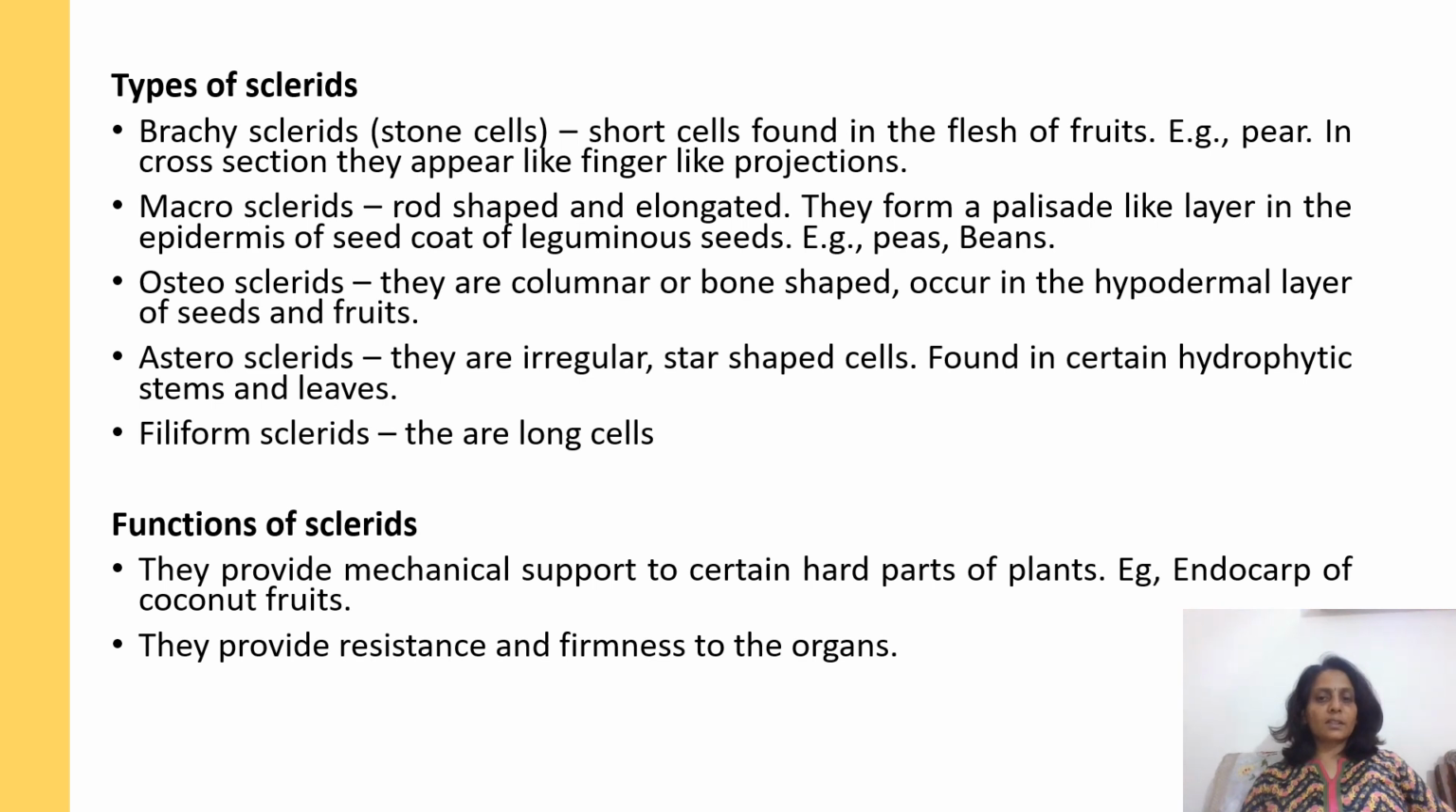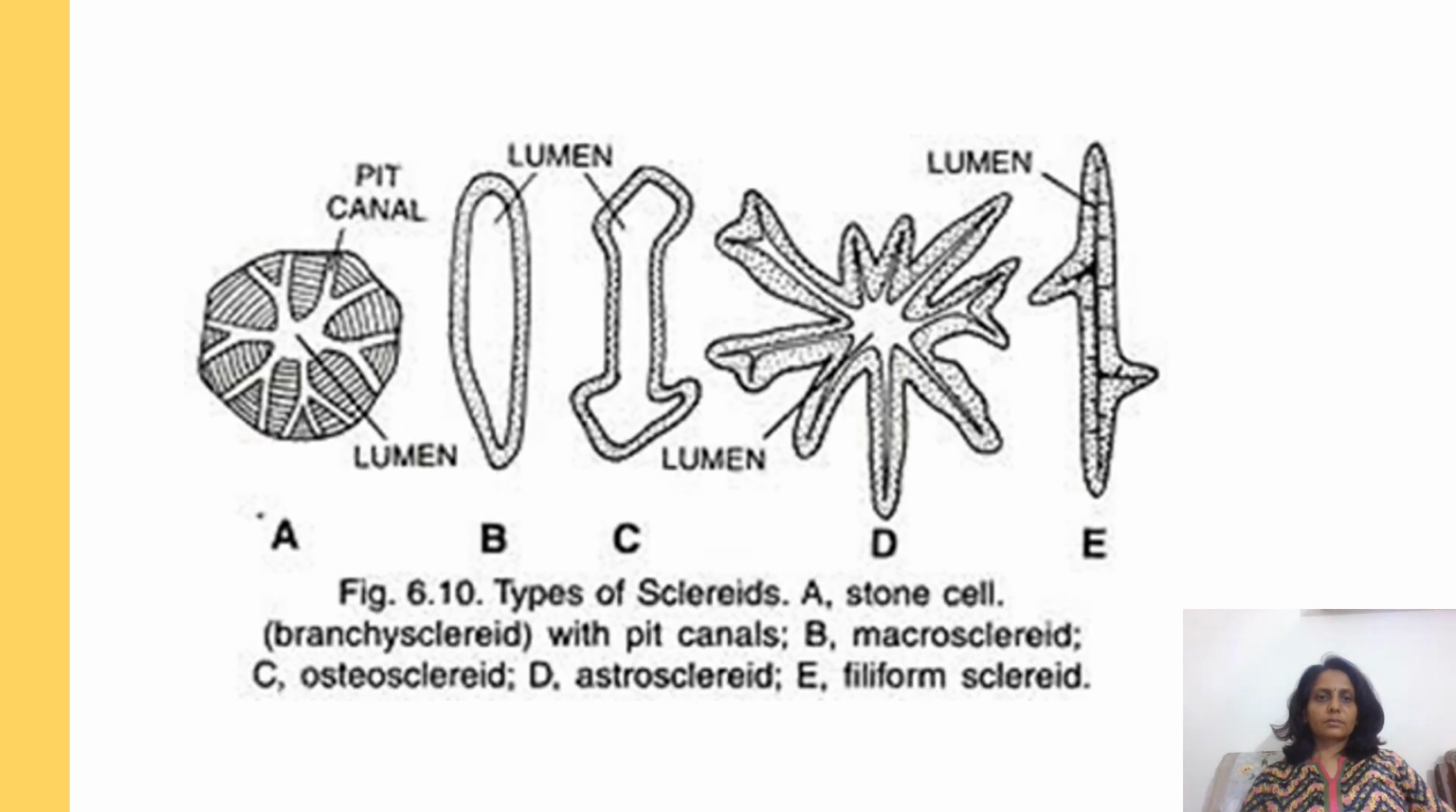Sclereids provide mechanical support to the hard parts of the plants, for example, the endocarp of coconut fruits. They provide a lot of resistance and firmness to the organs. This is an image of the sclereids. You can see the different shapes.